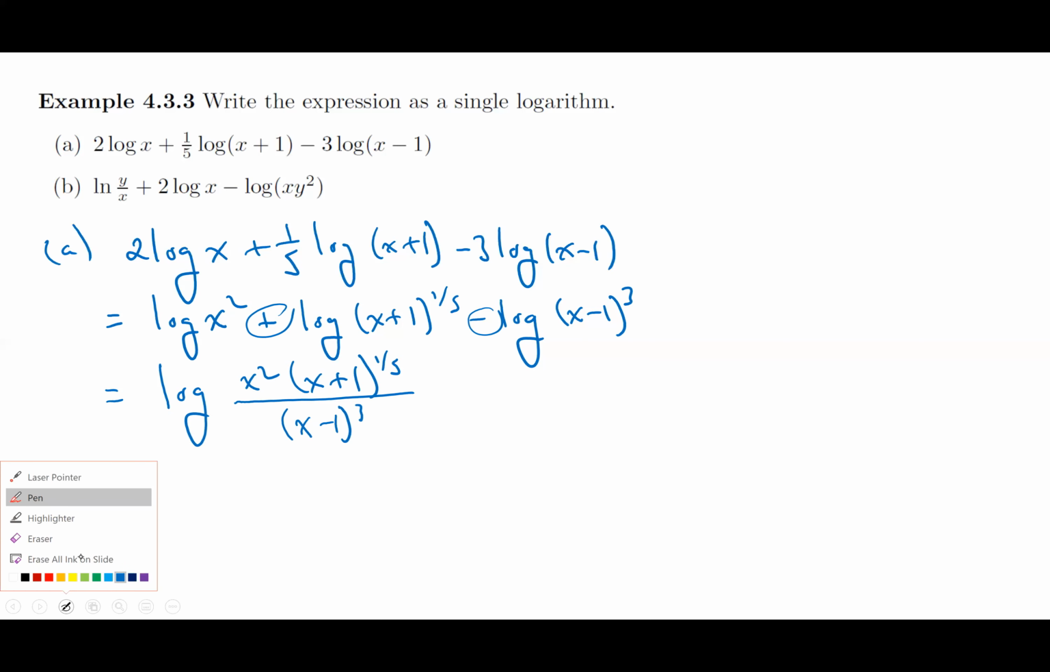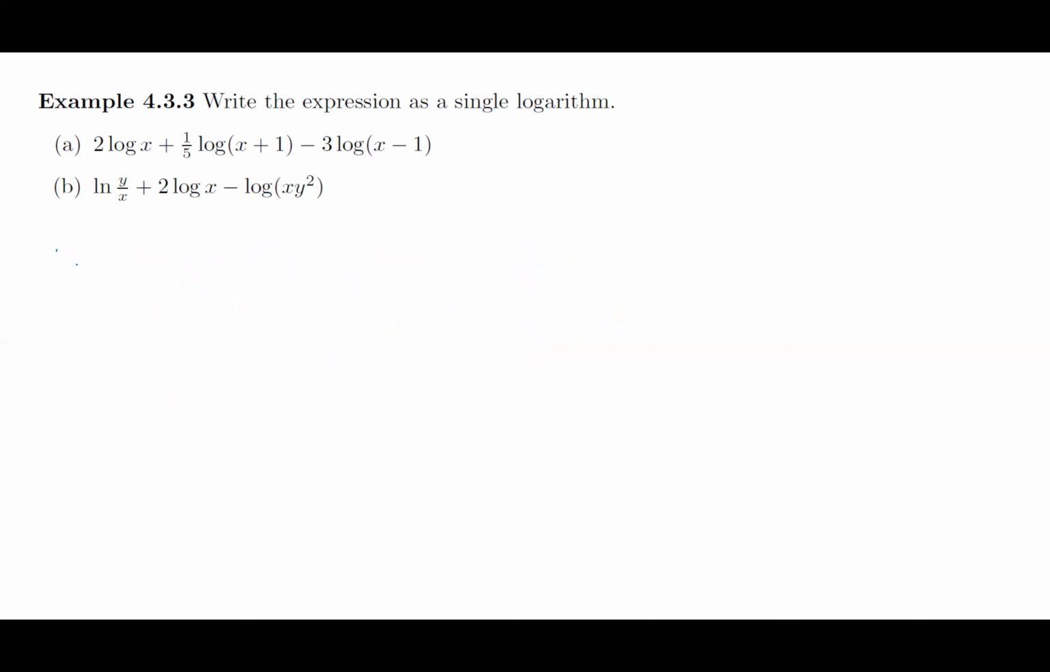Let's try B. Oh, I'm sorry. Might help to have the same bases. Let me change colors here. Let's make this ln and ln. Okay, so they're all log base e's, natural logs. So I'll rewrite it here. So we have natural log of y over x plus 2 natural log of x minus natural log of x y squared.